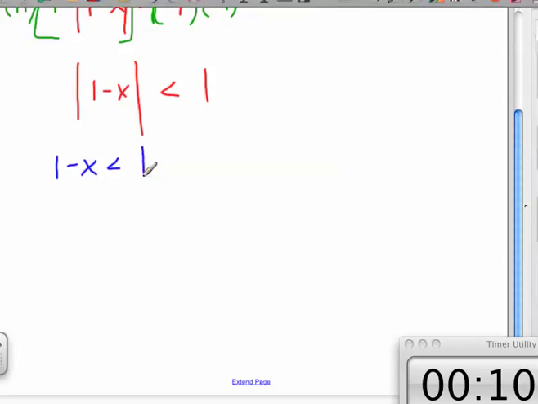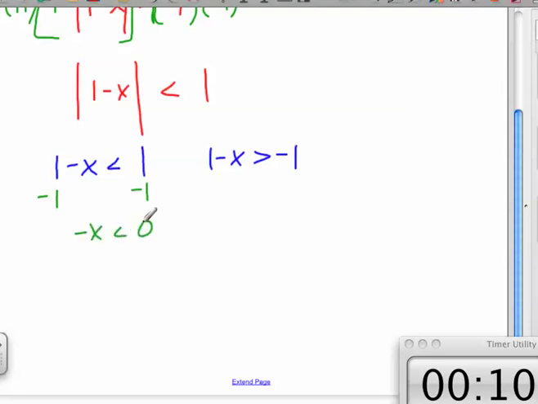This is a less than sign, so is this going to be a conjunction or a disjunction? Conjunction. Less than 1? Right. So 1 minus x is greater than negative 1. Okay? Now let's go about solving it. I'm going to subtract 1 from both sides. I'm going to get negative x is less than 0.